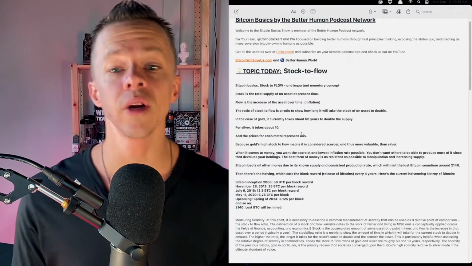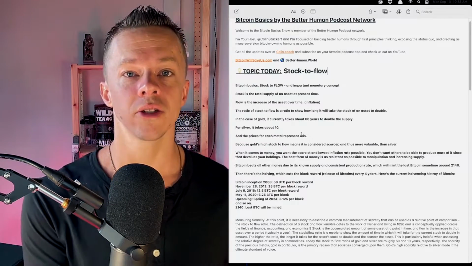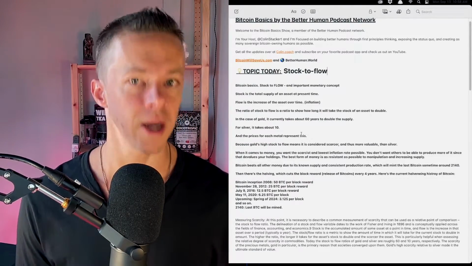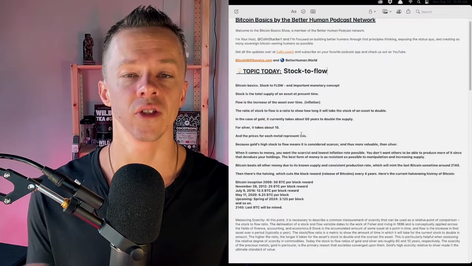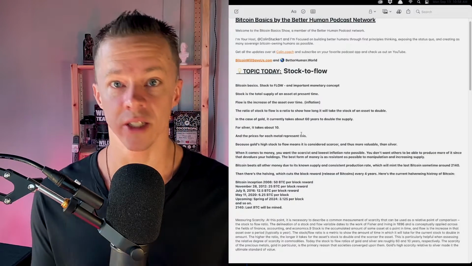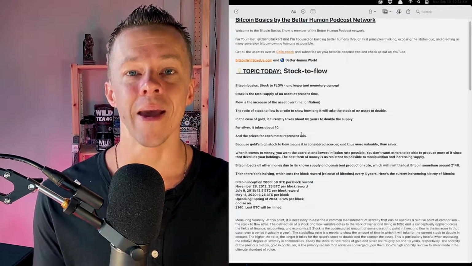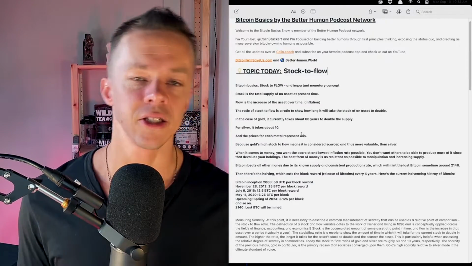Now, because gold has one of the highest stock to flows there is, the market for over 2,000 years has defaulted to it being one of the best forms of money. Not just stock to flow. There's also divisibility. There's also the fact that you can't destroy it. It pretty much is always here. When you get more of it, it's going to be here forever. There's a lot of other properties of gold that the market figured out makes it the best store of value, at least until Bitcoin came along.